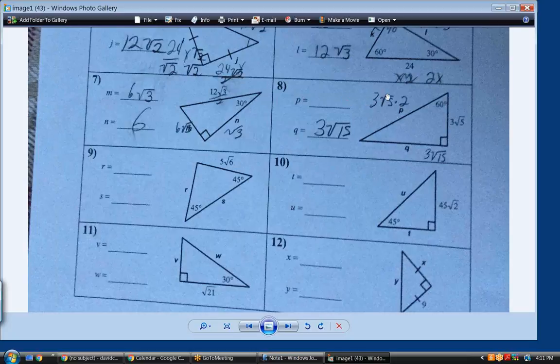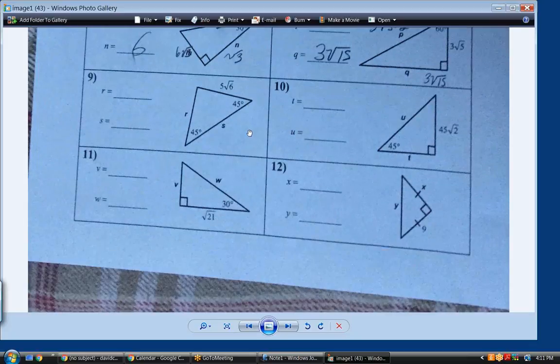In other words, this times this. Again, we can multiply any 2 of the numbers we want in whatever order. When you have a times b times c, you can do it in any order you want. So we're going to multiply the 2 times the 3 to get 6, and then it's 6 root 5. That makes sense.